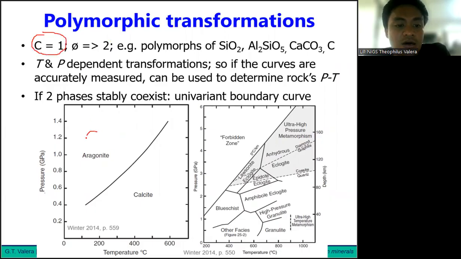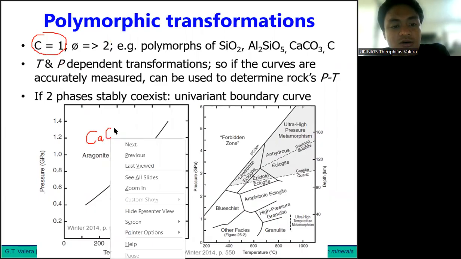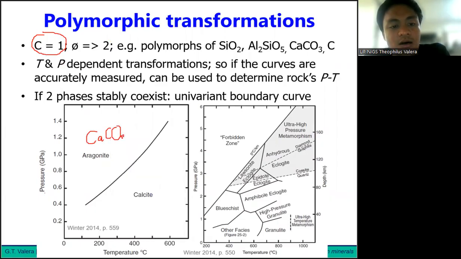kunwari, in this case, aragonite and calcite are both calcium carbonate, CaCO3, but with changing pressure and temperature, they transform polymorphs. So for example, here you have an aragonite. If pressure drops, it reaches, or it intersects this curve. This is a univariate curve. So if you have F equals C minus P plus 2, with 2 phases, aragonite and calcite, 1 minus 2 plus 2 equals 1. So yung degree of freedom mo is 1.